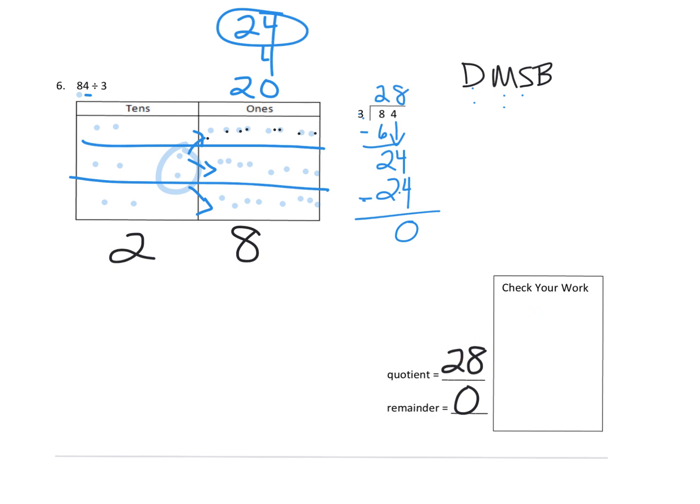I'm just going to double check my work. I'm going to take my quotient, 28. I'm going to multiply it by my divisor and see if it gives me that dividend. So starting in the ones, 8 times 3 is 24. 2 times 3 is 6, plus 2 more is 8. There's no remainder to add, so I'm good. And this 84 matches this 84.